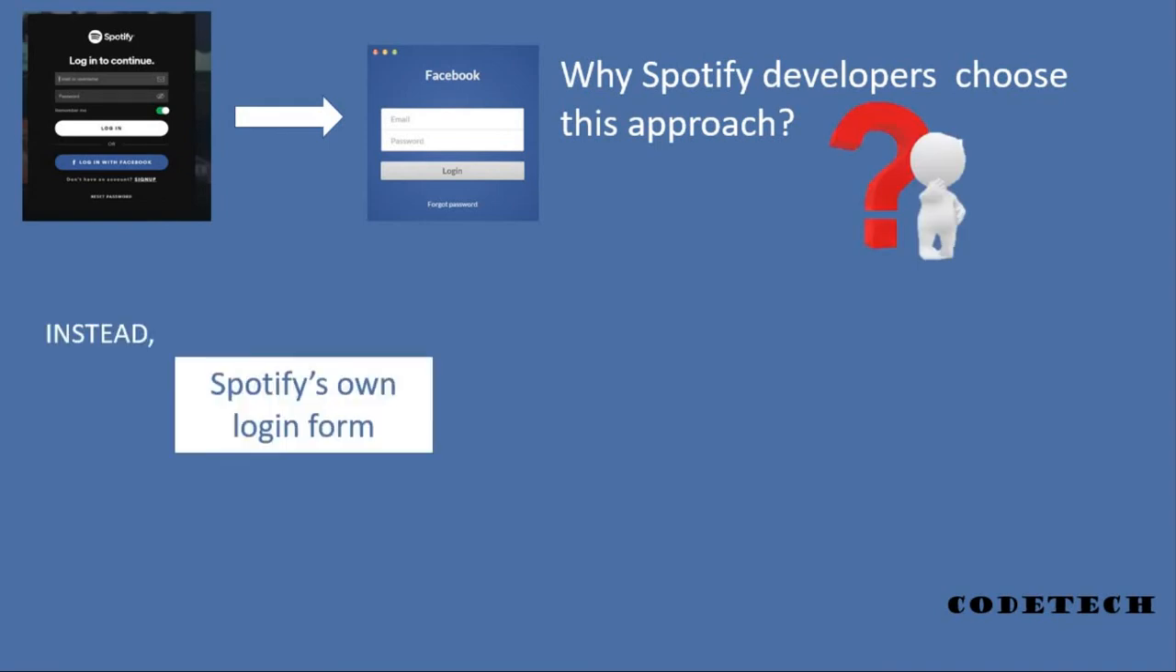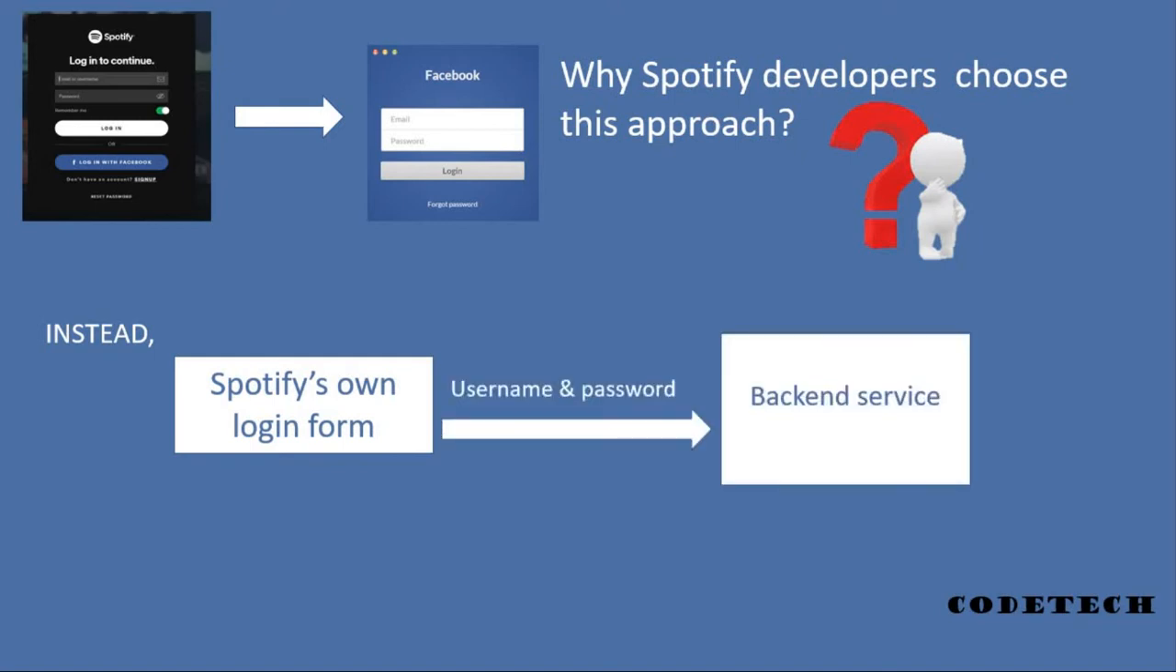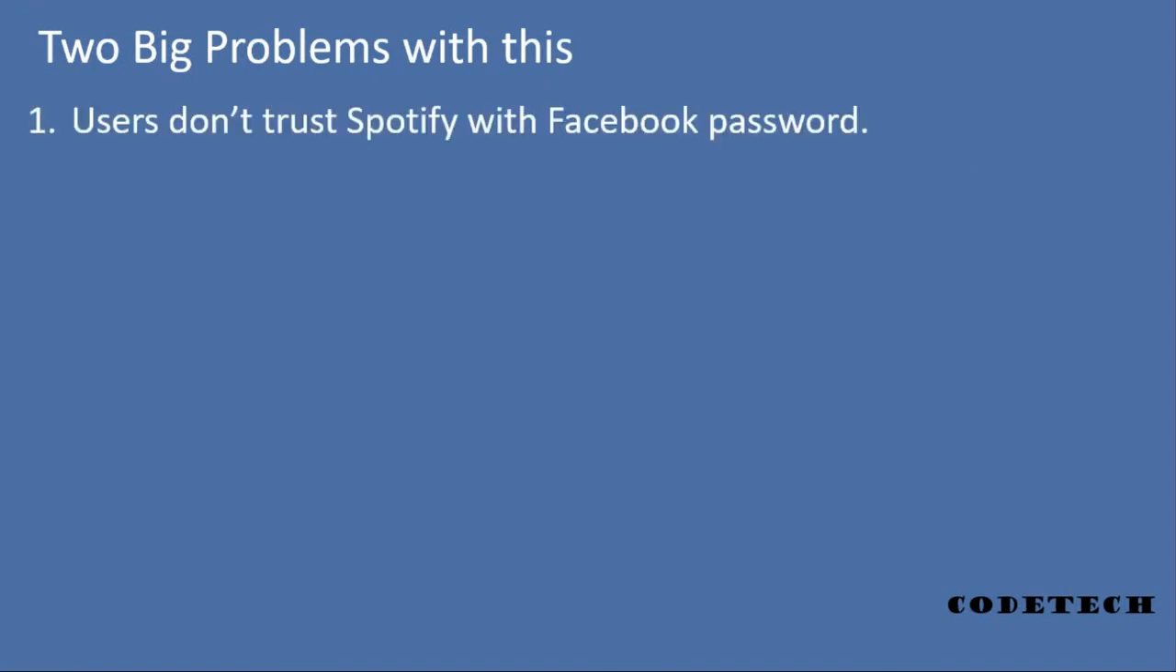Instead, Spotify could have created its own login form and prompted the user to enter their Facebook credentials there, and passed this username and password to the backend service of Spotify and made a call to the Facebook API. Sounds like a good approach, but no. Let's look at its drawbacks. There are two big problems with this approach. One is users don't trust Spotify with their Facebook password. What if Spotify tries to store this password in some database or writes it to a file before sending it off to Facebook? And what if it again gets exposed to the hacker?